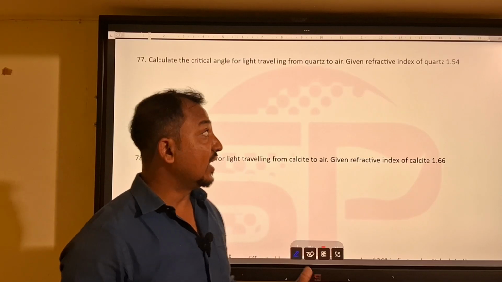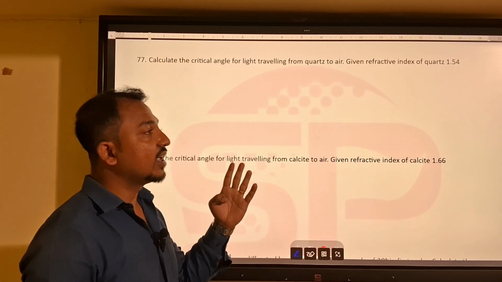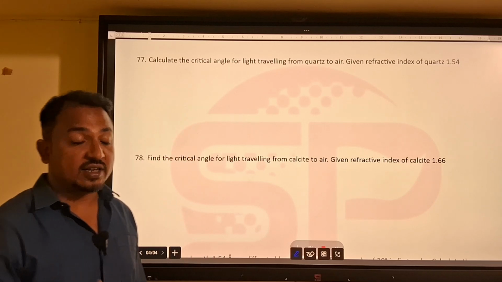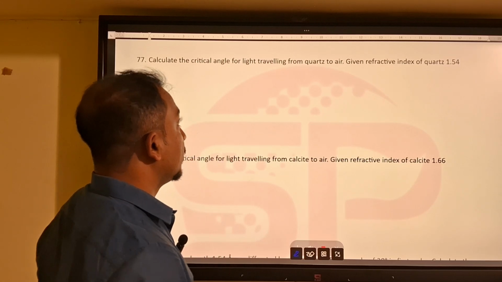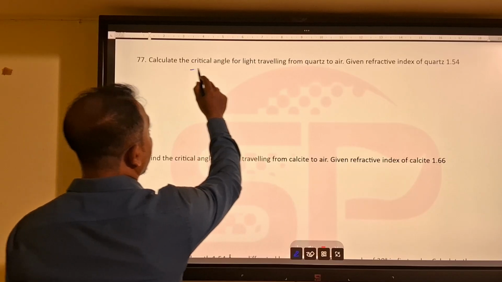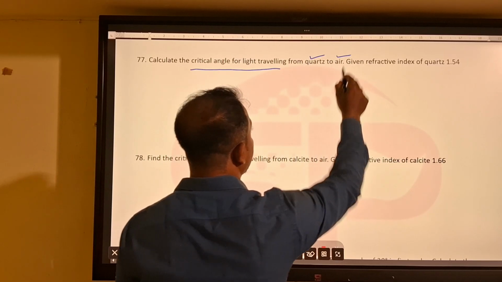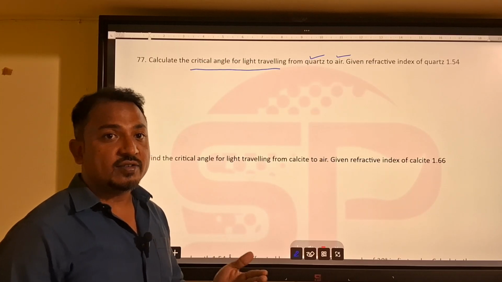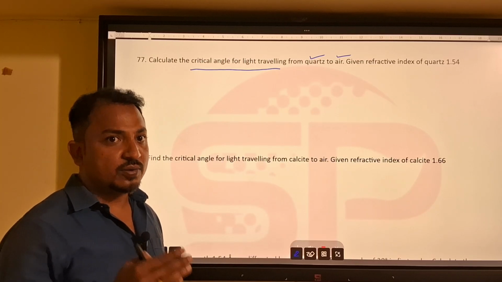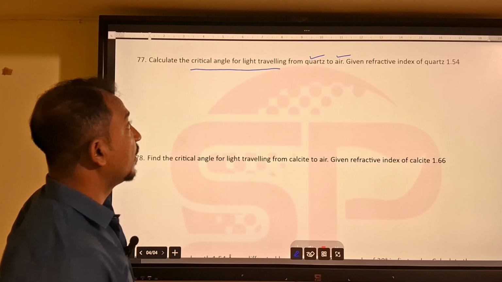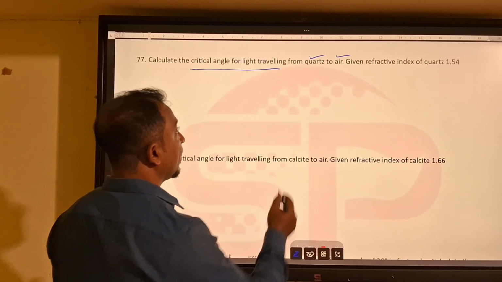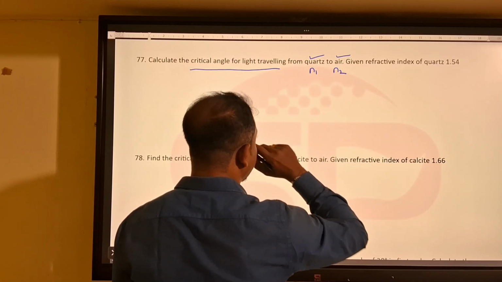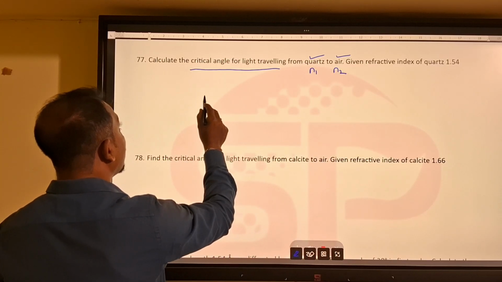Then comes the critical angle. We have already discussed this. The critical angle is the angle of incidence for which the angle of refraction is 90 degrees. So we have to calculate the critical angle of light traveling from quartz to air. Critical refraction only occurs when light travels from a denser to a rarer medium. So with light traveling from quartz to air, quartz is n1 and air is n2. So you have to calculate the critical angle.